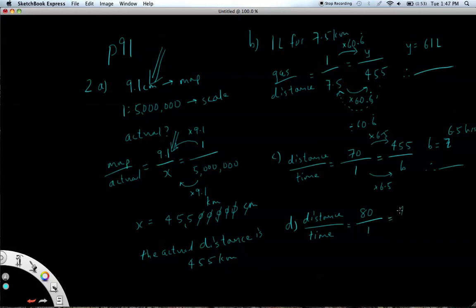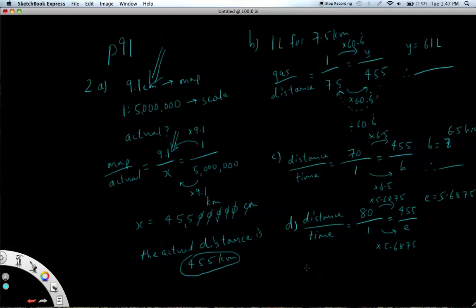Okay? And she's traveling the same distance, so it's still 455 kilometers. And I got that from over here, my original distance. And now I want to find, let's call this E. Okay? So, known to unknown, known to unknown. Let's try and figure this out. 455 divided by 80 gives me 5.6875. So E is equal to 5.6875. Now that isn't my final answer, because the question asks, how much time will she save?